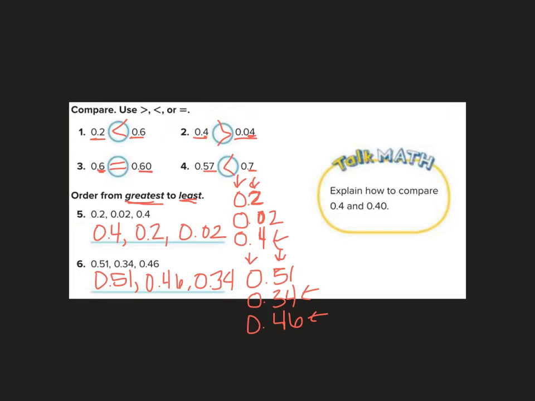Yes, I did. Okay. Here, explain how to compare 4 tenths to 40 hundredths. They are the same thing. 4 dimes is worth the same as 40 pennies. Same old thing.